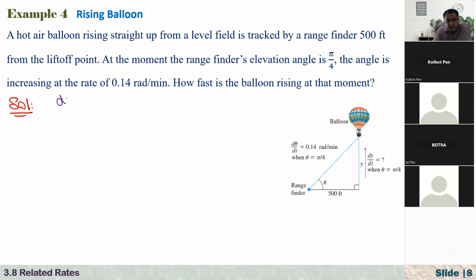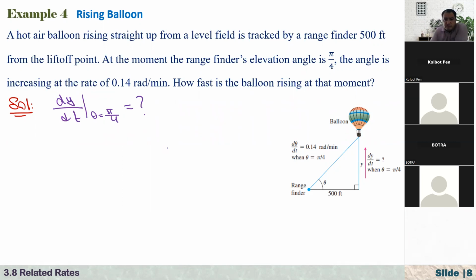So we have to find this dy/dt, right? That is the height. How fast is it changing with respect to time when theta is equal to pi over 4? Actually, it's asking this: how fast is the height of the hot air balloon changing with respect to time when theta is pi over 4? Okay. Now to do this one, what should we do here?